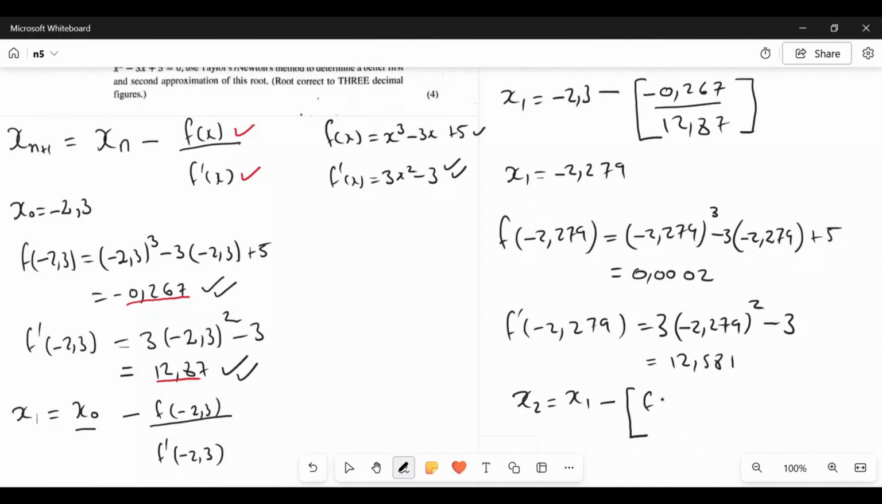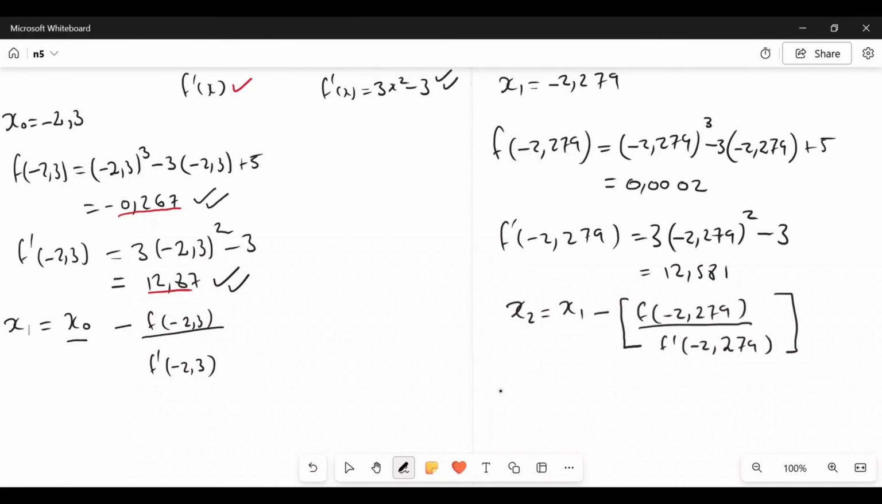We have f of negative 2,279 divided by f prime of negative 2,279. There we go. So this is the formula. Now it's time for us to do some substitution. Before we do that, let's create some space. All right, so let's do it.